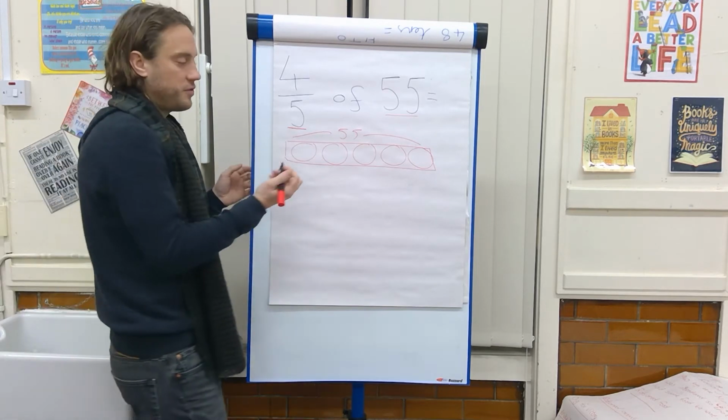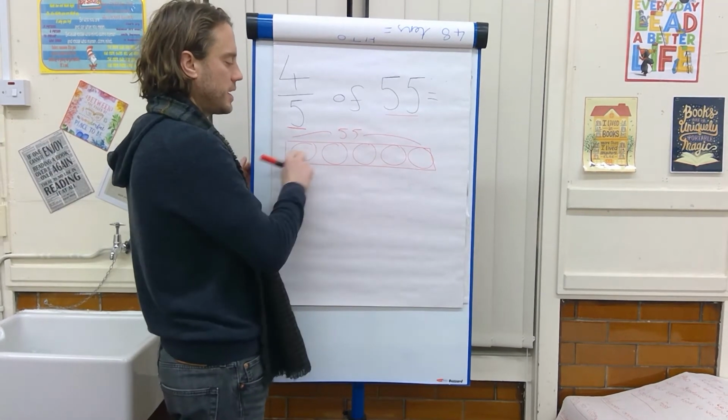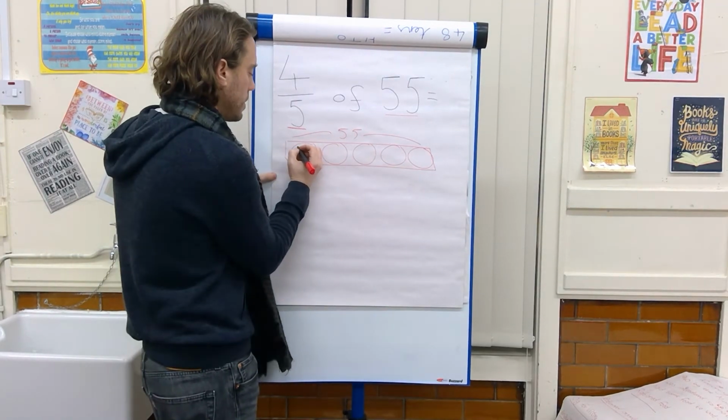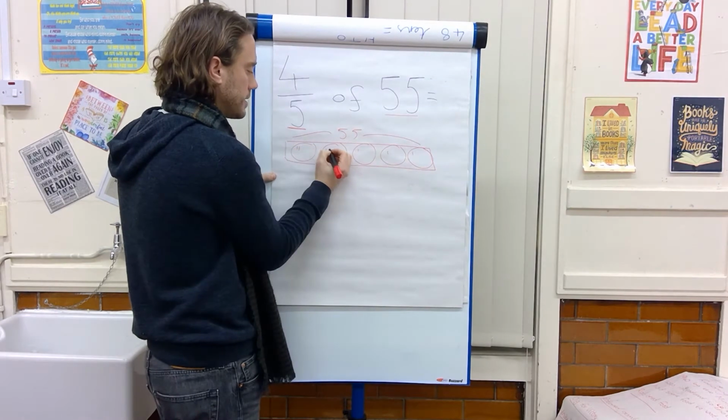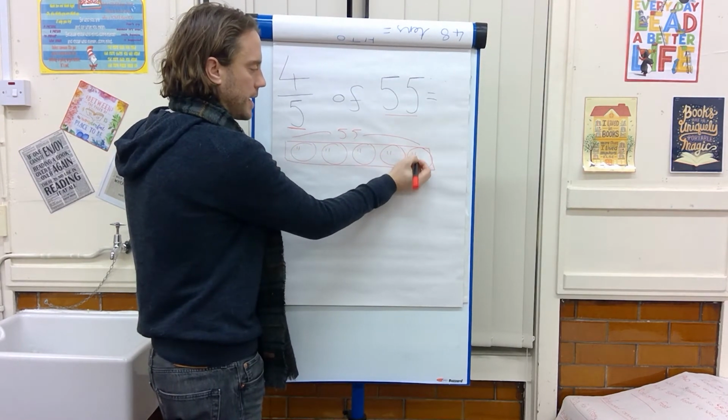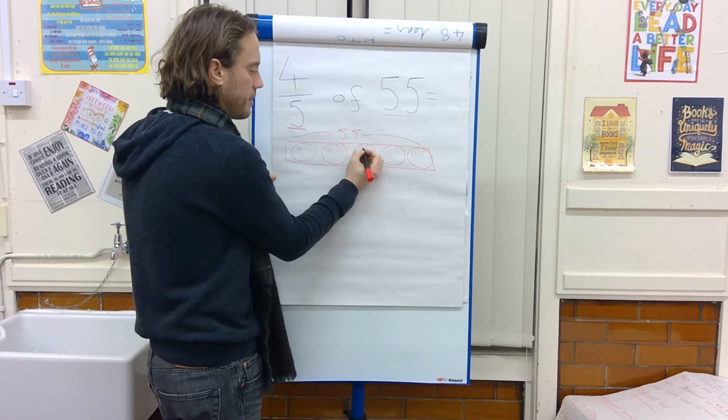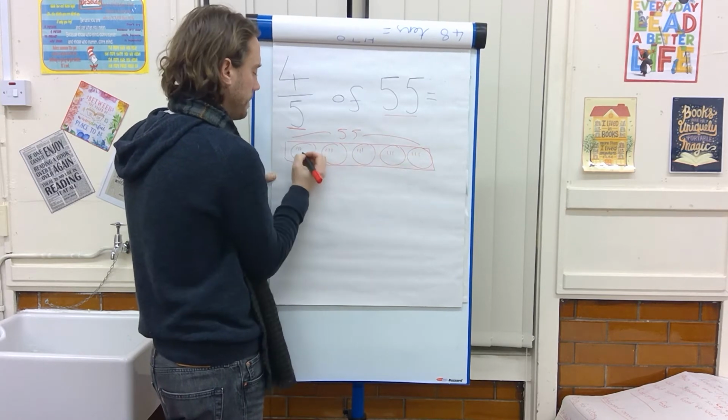Right, hopefully you should have done this. So 55 books shared into 5 equal parts. Let's do it. 1, 2, 3, 4, 5, 6, 7, 8, 9, 10, 11, 12, 13, 14, 15.